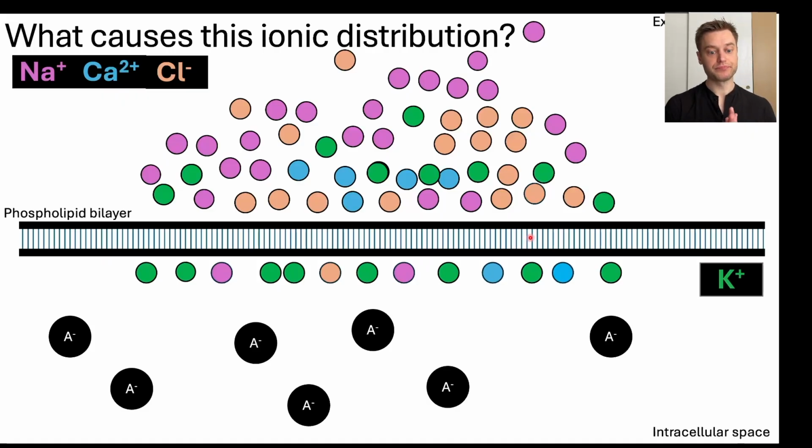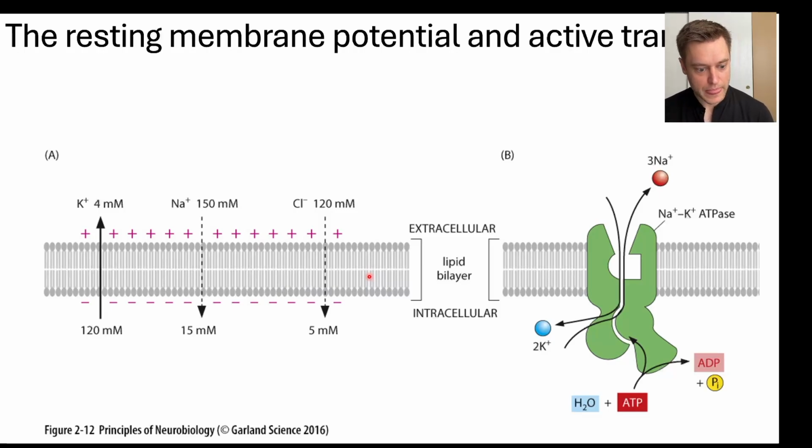But what causes this ionic distribution? Why are there more potassium ions on the inside than the outside? And why is there more sodium on the outside than the inside? I know that you guys are dying to know this. So the reason that we have this particular ionic concentration is because of active transport mechanisms.